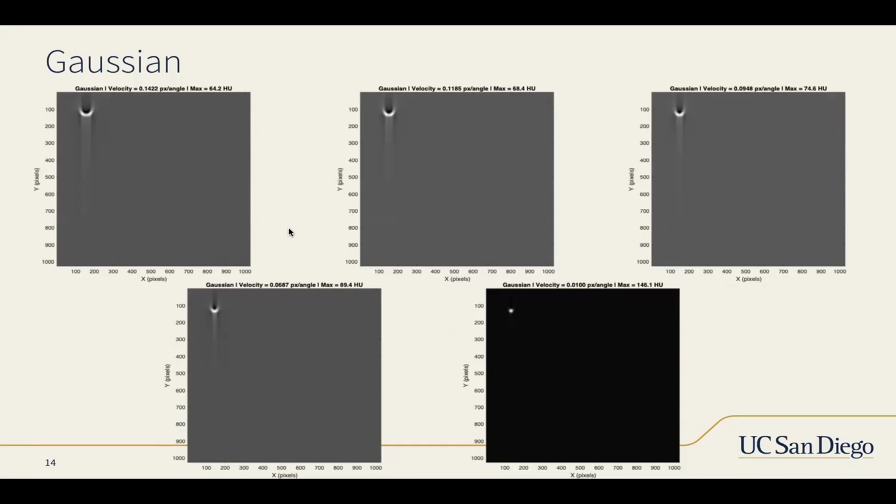Another thing to take note of is that the Gaussian has very big attenuation. And then Diana will go over that effect later in our second simulation.